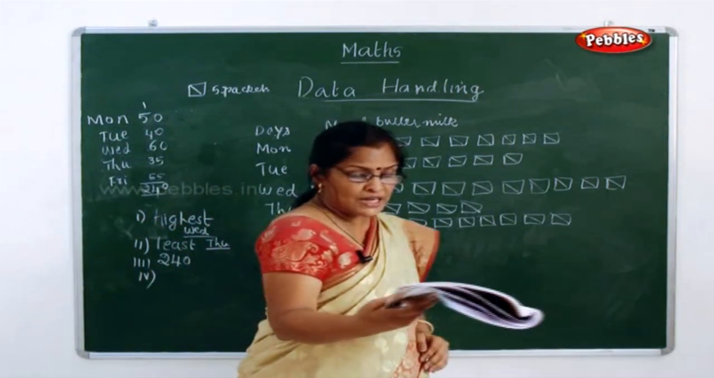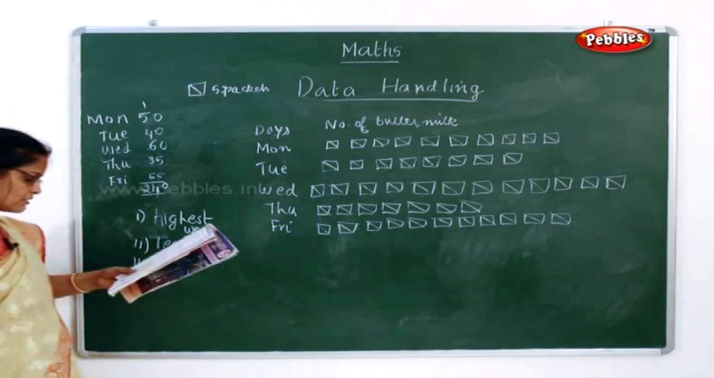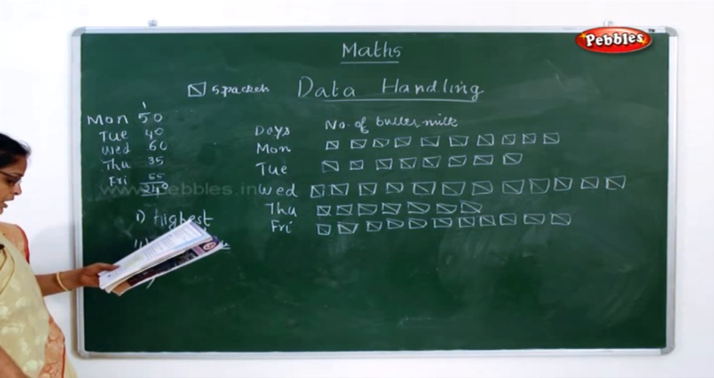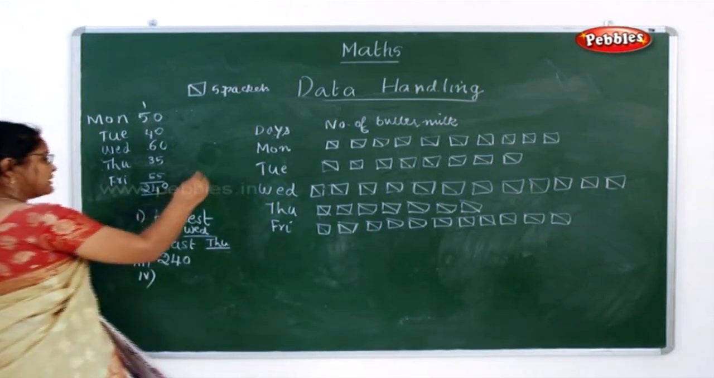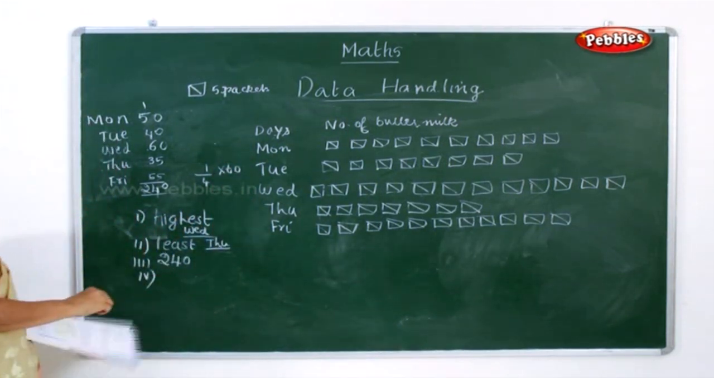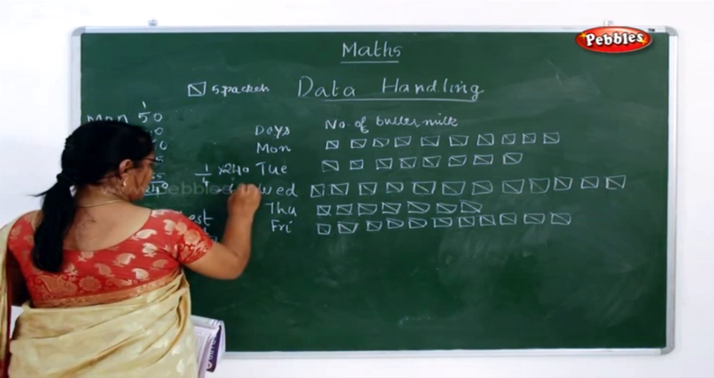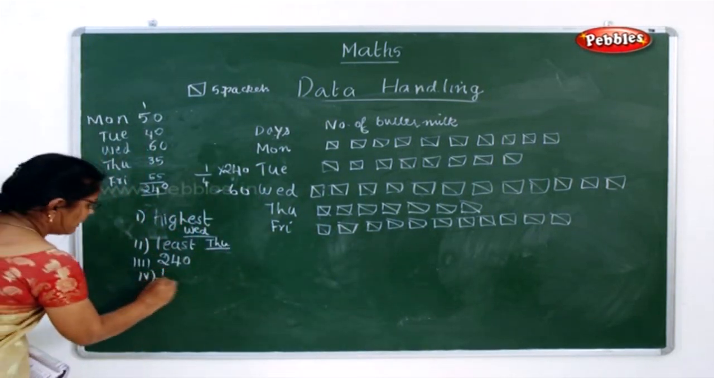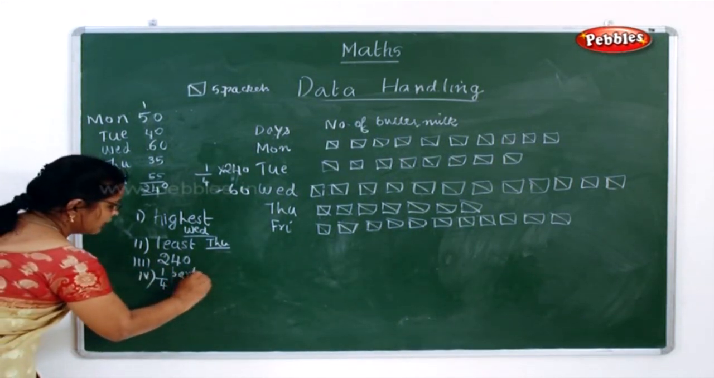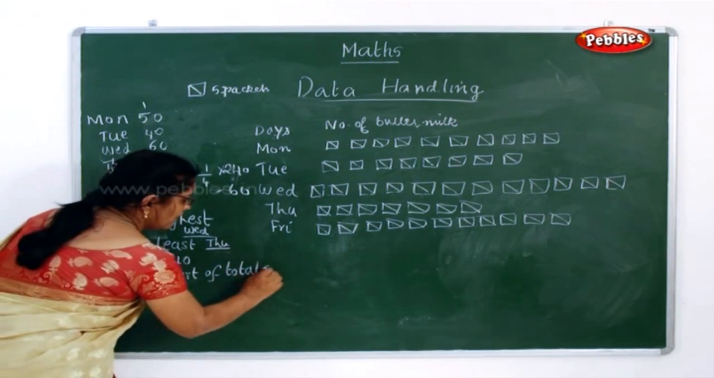Next one. The sale on Wednesday was dash of the total sale. So, what is the question? The sale on Wednesday was dash of the total sale. So, it means 1 by 4 of this 240. 1 by 4 of this total sale was, now what? 60. So, that means 1 by 4 was the part of the total sale. Is that clear now? 1 by 4 of the total sale.